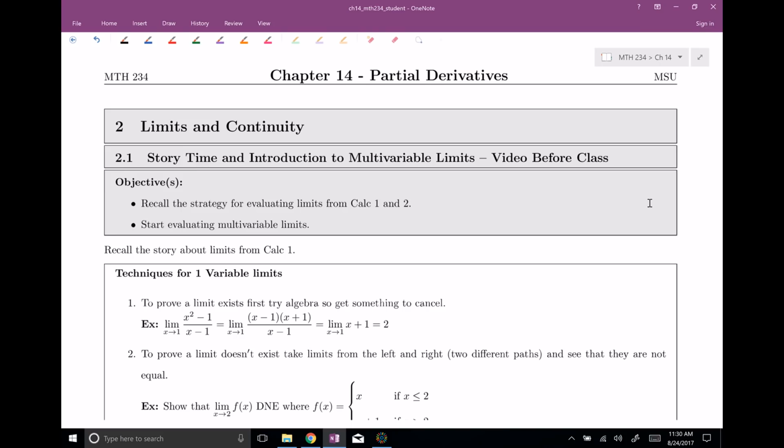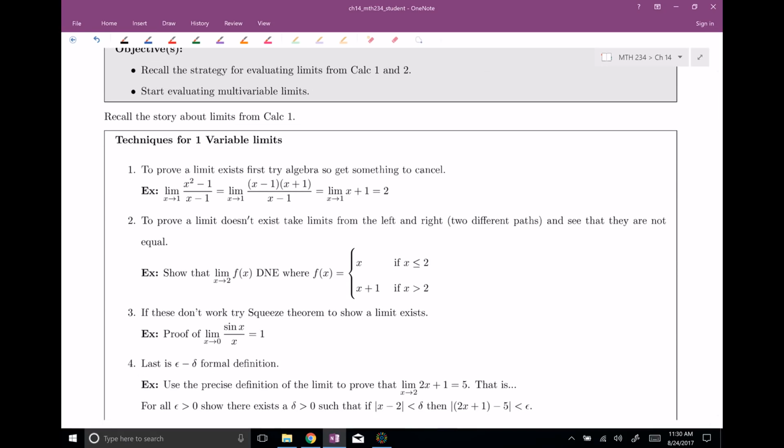So I'm going to give you the story behind these multivariable limits in this video, and then we're going to start evaluating a few of these things using the same strategies from Calc 1 and Calc 2. All right, so story time, back from the Calc 1 days. A lot of the techniques for evaluating one-variable limits, we'll actually be using.